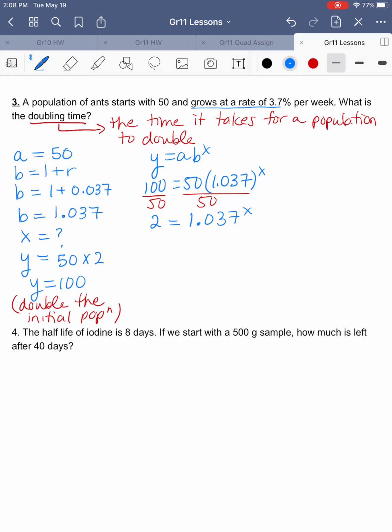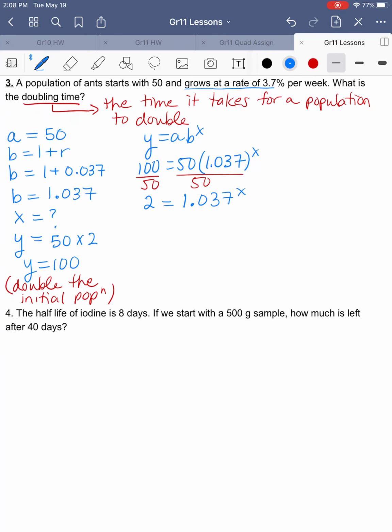So now what we need to do is figure out what x is, because that's going to be the time it takes for our population to double. And we're going to do this by just doing guess and check. What this means is you're going to be putting some numbers into your calculator for x and seeing what it gives you. And you want to see how close you can get to 2.